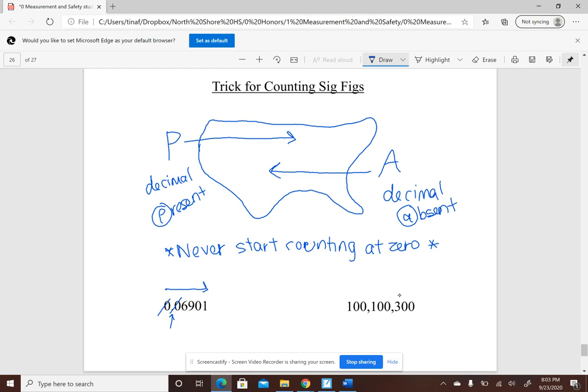Once you start counting, you count all the way to the end of the number, whether there's zeros there or not. Everything counts once you start counting. So how many numbers are there? 4. So that number has 4 sig figs.